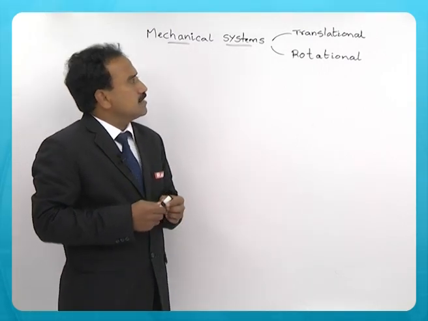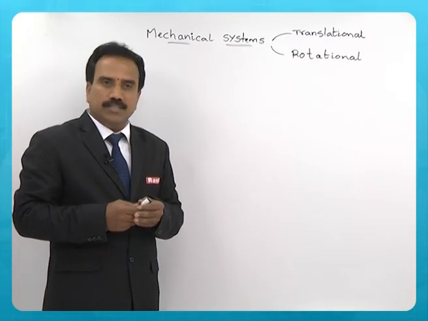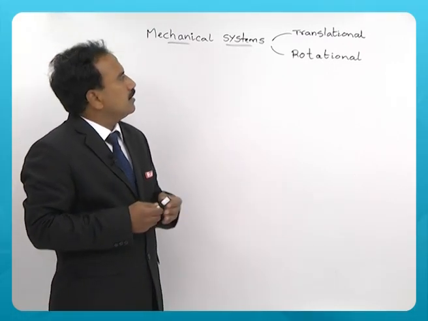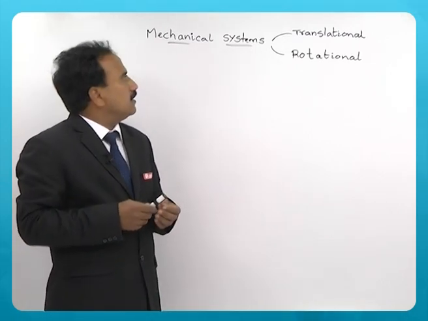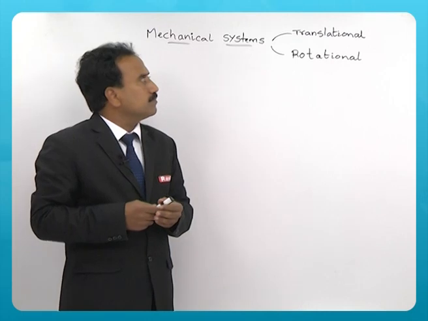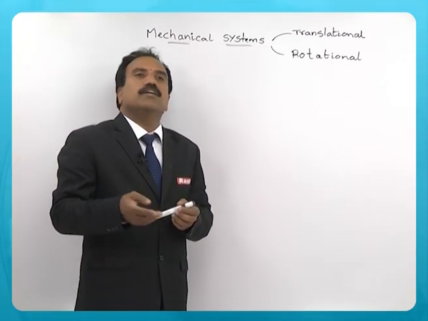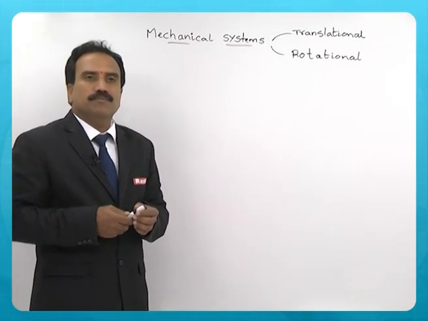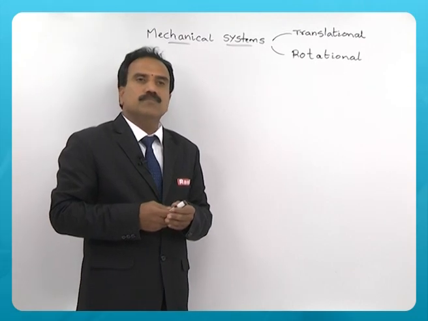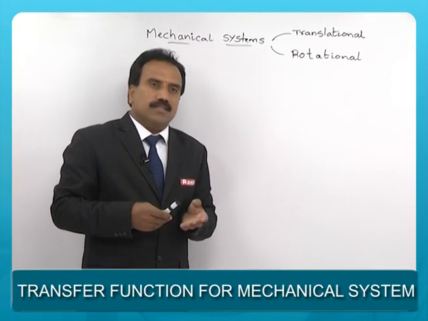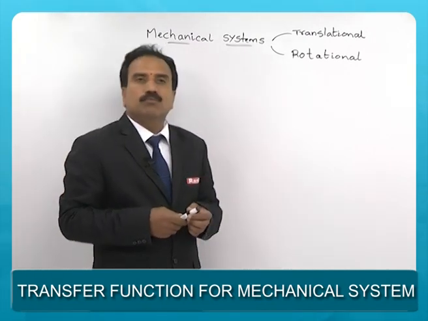Basically, the mechanical systems are classified based on the motion involved in them. Translational motion means linear motion. We can say a mechanical translational system has linear motion, linear displacement, linear velocity and acceleration. The examples of translational motion mechanical systems are car, bike, bus, electric train, etc., which have a linear motion.